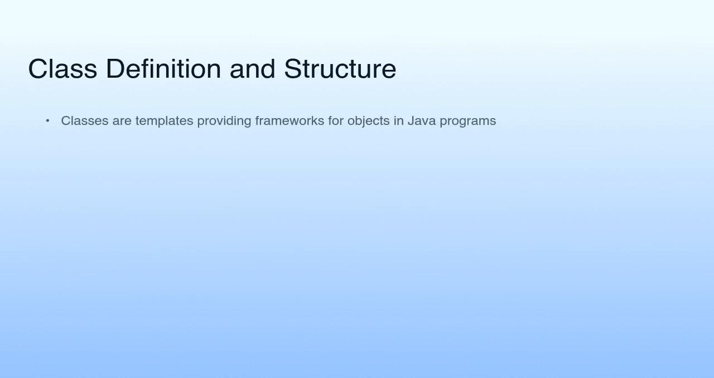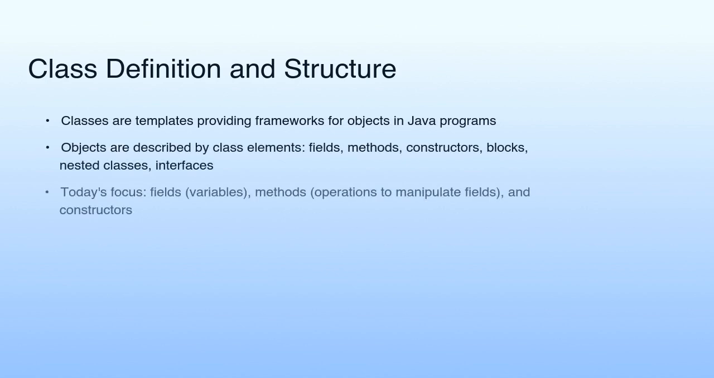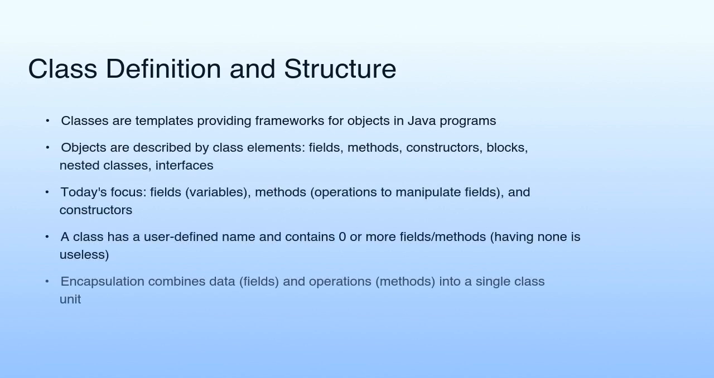Classes are templates that provide frameworks for objects in Java programs. They are described by various elements such as fields, methods, constructors, blocks, nested classes, and interfaces. Our focus today is on fields which represent variables, methods that operate on those fields, and constructors.